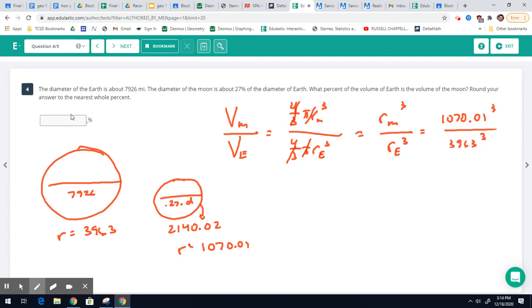And now it says round your answer to the nearest whole percent. So this is going to be a decimal. If you times that by 100, you'll get it in percent form, and we'll go ahead and round then. All right, so I'm going to take a picture of that.